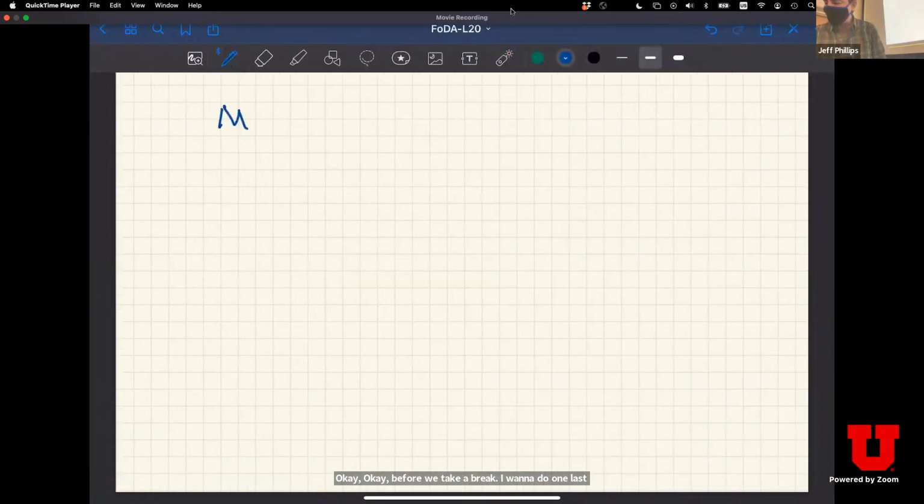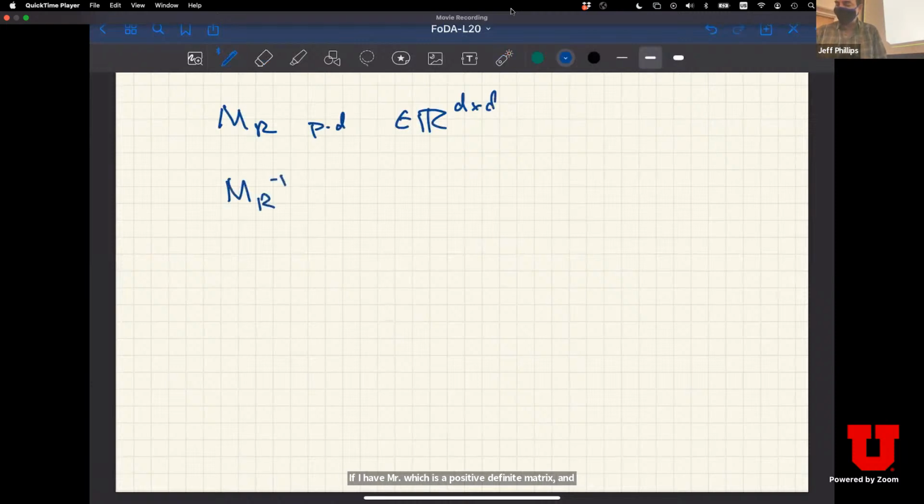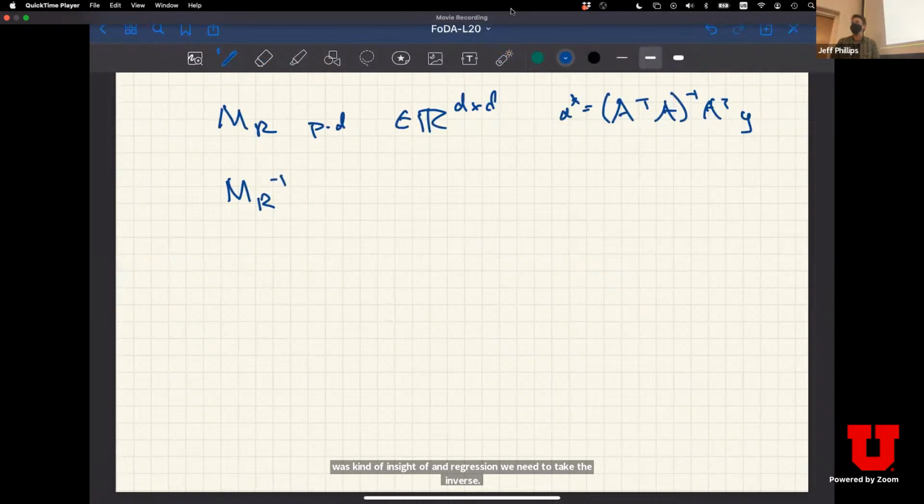If I have M_R, which is a positive definite matrix in R^(d by d), I want to compute M_R inverse. This is something we needed to do with A transpose A. It showed up before when we were doing alpha star equals the inverse of A transpose A times A transpose Y in linear regression. I never told you how to take an inverse of a matrix before. It turns out it has this form.